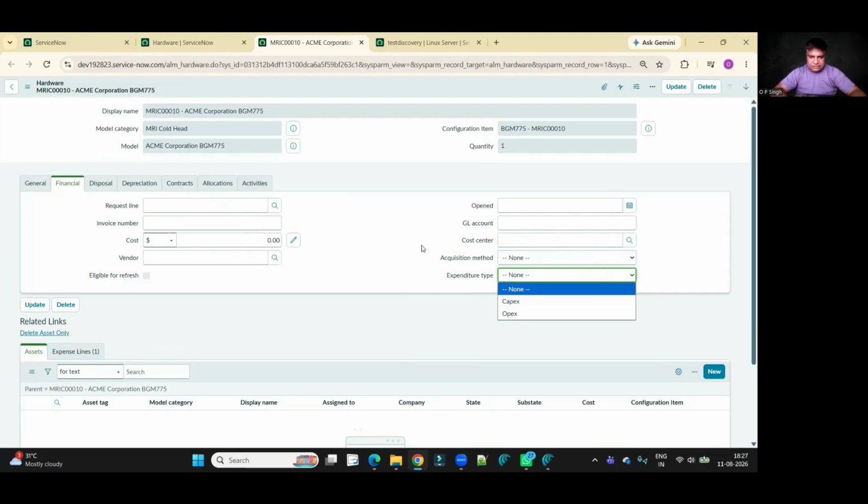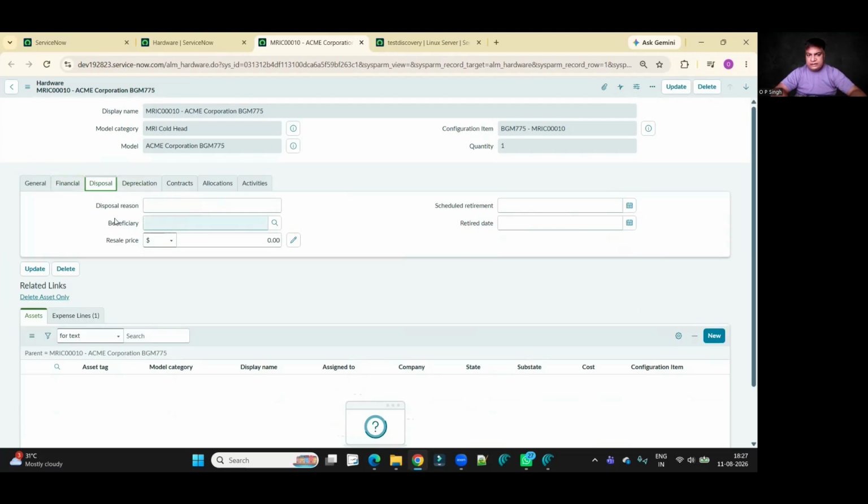Okay. So what is CapEx and OpEx? You have to understand that. Then disposal information. Once the time period is over, you have to dispose it. Why are you disposing it? Because the company is spending money on it. If you are disposing it, they must know the reason. Okay, for audit purpose or any other purpose.